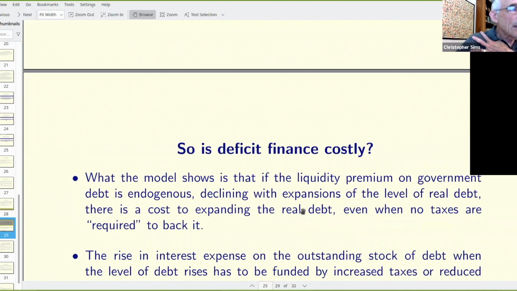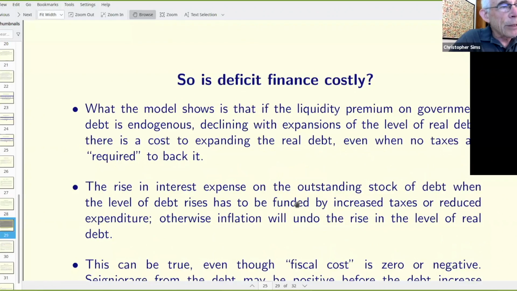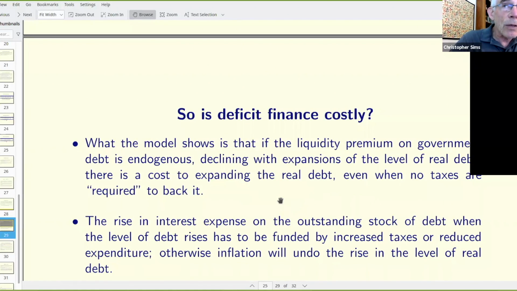So in the model, there is a cost to expanding real debt, even if you're in a situation where you could increase the debt but not increase taxes. Because even when no taxes are required to back it, the expansion of the debt will in general create reduced seigniorage. The zero fiscal cost debt that Blanchard postulates is present whenever there's a gap between the growth rate of the economy and the rate of return on government debt. The growth rate of the economy is ordinarily thought of as being between the discount rate of the private sector and the rate of return on government debt.